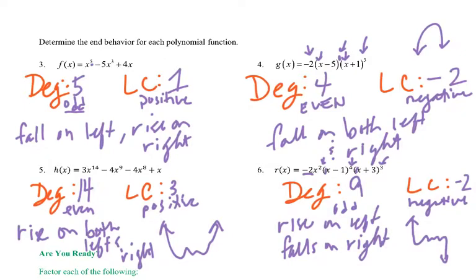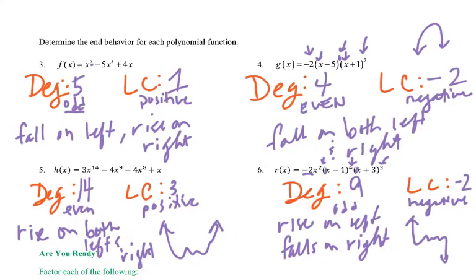So that's how we use the degree and the leading coefficient to determine the end behavior of our polynomials. This is really helpful because if you're asked to draw a sketch of a polynomial, you will need to know what it looks like as x approaches negative infinity and positive infinity. And so this helps you determine that information.